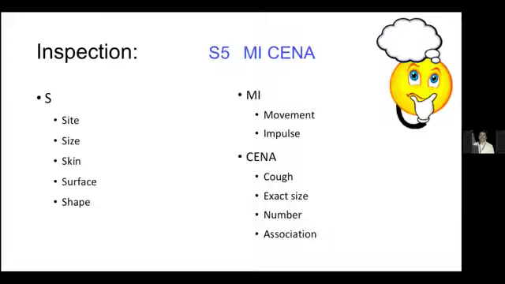What does Mumbai Indian stand for? It stands for movement and impulse. May not be always there in a bone tumor, but remember, we are still collecting the building blocks. We are still developing our diagnosis of the swelling which we are dealing with. What is Sena? C for cough. What is the exact size, the number of swellings, and any other associations, whether there is a scar, whether there is a sinus, whether the scar is a surgical one. The surgical scar itself might give you a hint at the end of the day that you are dealing with a recurrence. So inspection findings, Mumbai Indian Sena, 5/6.